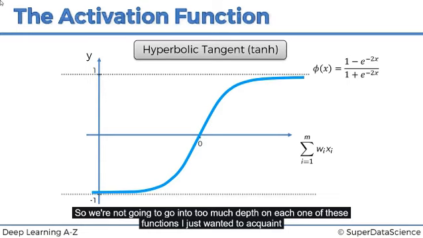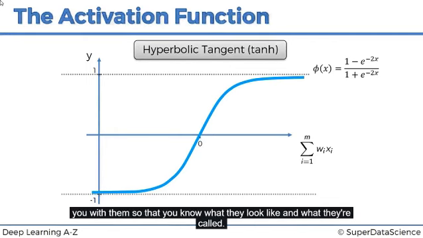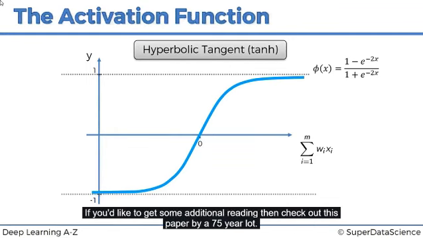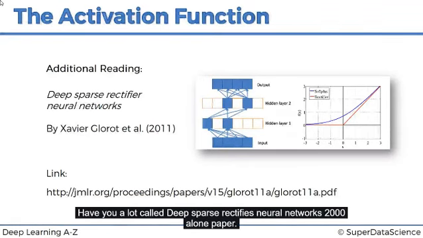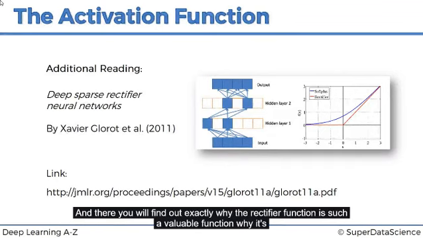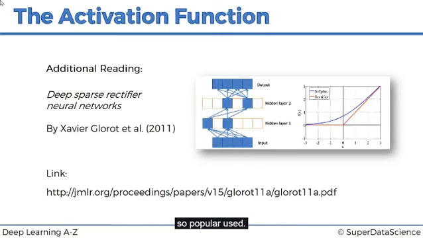We're not going to go into too much depth on each one of these functions. I just wanted to acquaint you with them so that you know what they look like and what they're called. If you'd like some additional reading, then check out this paper by Xavier Glorot, called Deep Sparse Rectifier Neural Networks, a 2011 paper. There you will find out exactly why the rectifier function is such a valuable function and why it's so popularly used.